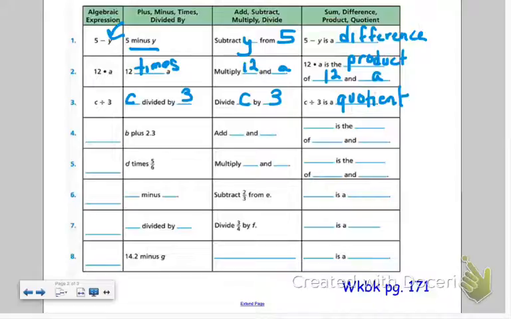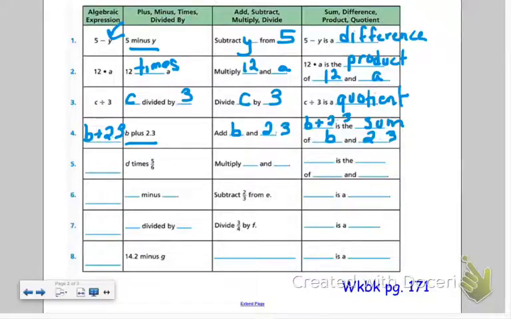Next we have, this one only gives us the verbal phrase, b plus 2.3. So it would look like this, b plus 2.3. Or if you wanted, you could even do 2.3 plus b. It won't make a difference with addition. You can have it any order you want. So you are adding b and 2 3/10, b and 2.3. So you would say that b plus 2.3 is the sum, the answer to an addition problem, of b and 2.3.